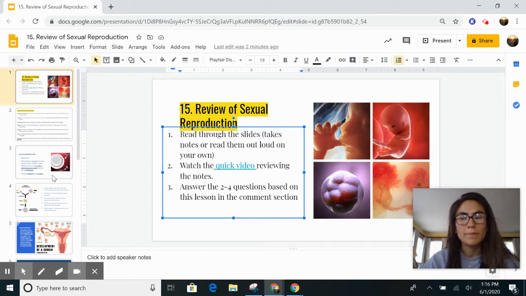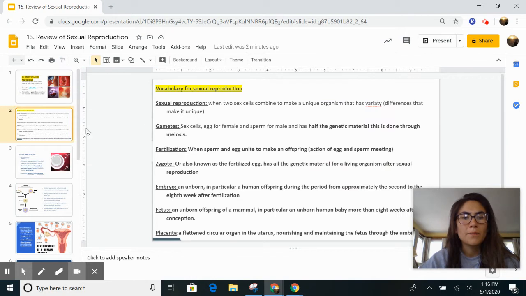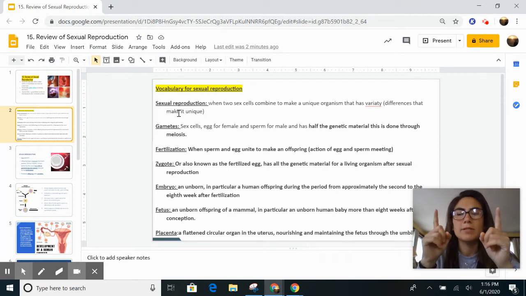So vocabulary words are on the second slideshow. We're going to go through them. Sexual reproduction, it takes two, okay? And it's a combination of two different parents that make one unique being. That's why sexual reproduction is important. It's different from asexual, which only has one parent and one offspring that are identical. So it's different from asexual reproduction. Sexual takes two, and the outcome comes out with a unique individual.